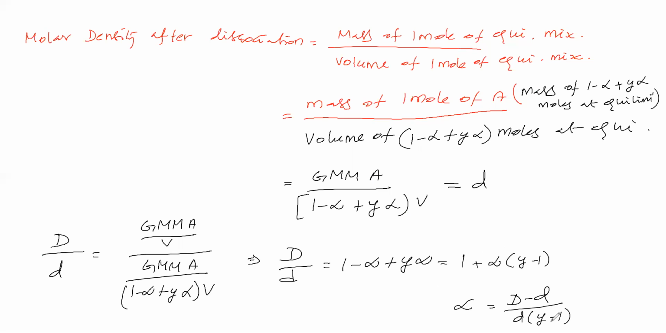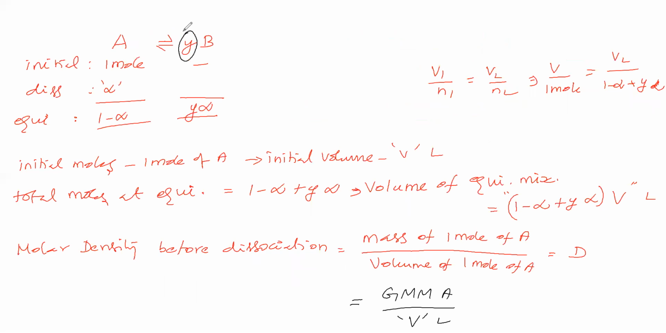Now capital D is called the vapor density of A, the initial vapor density. Small d is called the vapor density of the equilibrium mixture. And this Y is the number of moles of B formed from 1 mole of A, as in A gives Y B.